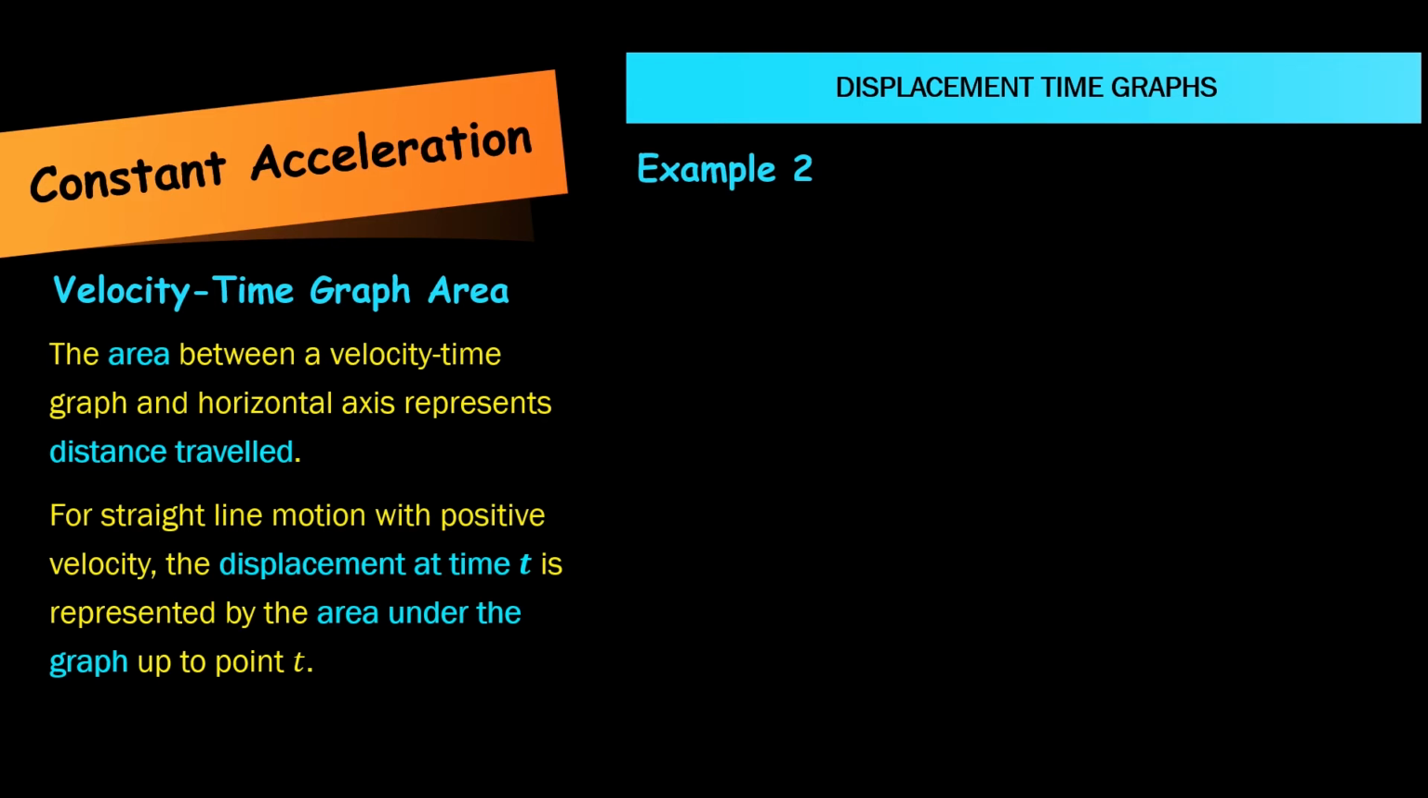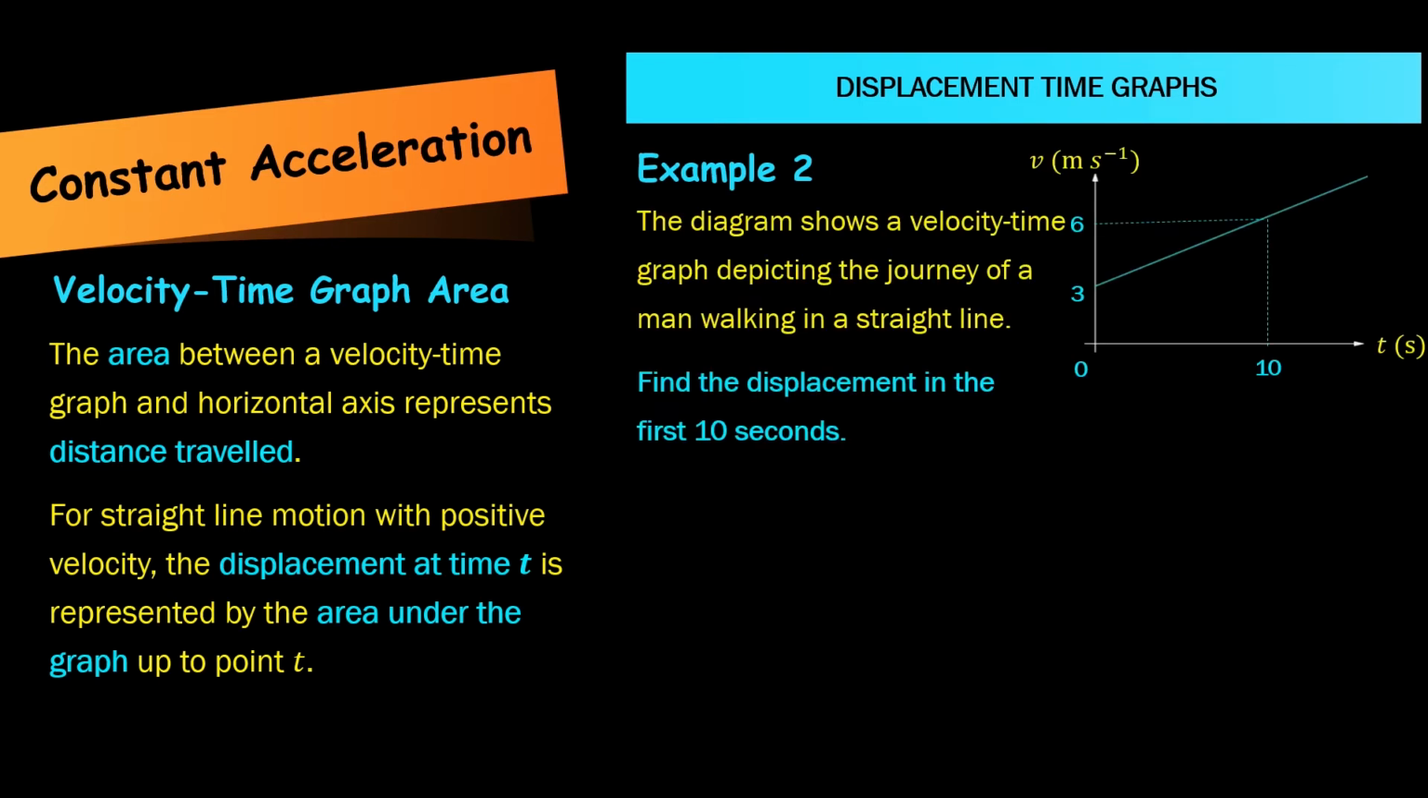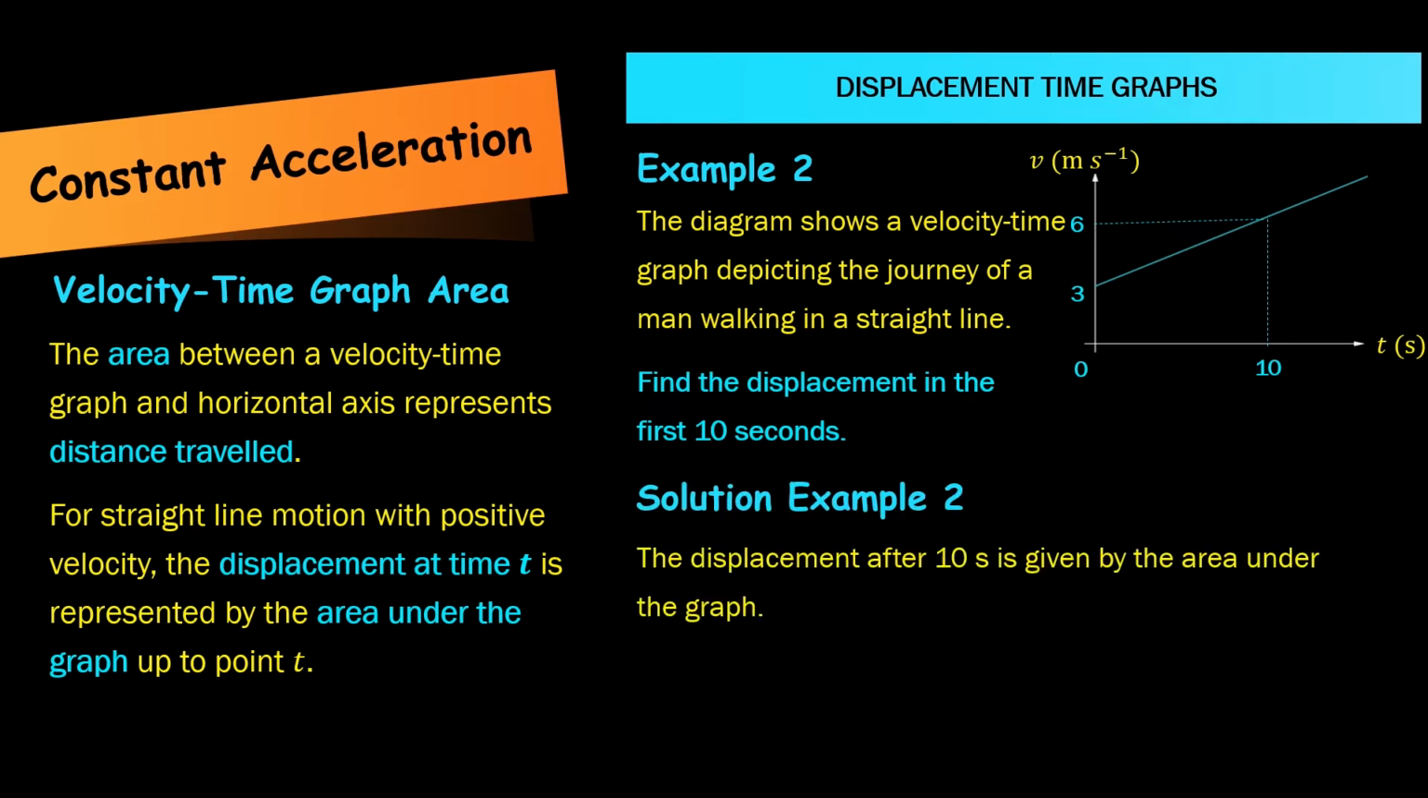Let's take a look at an example. The diagram shows a velocity time graph depicting the journey of a man walking in a straight line. Find the displacement in the first 10 seconds. So let's solve this. The displacement after 10 seconds is given by the area under the graph, as shown here.